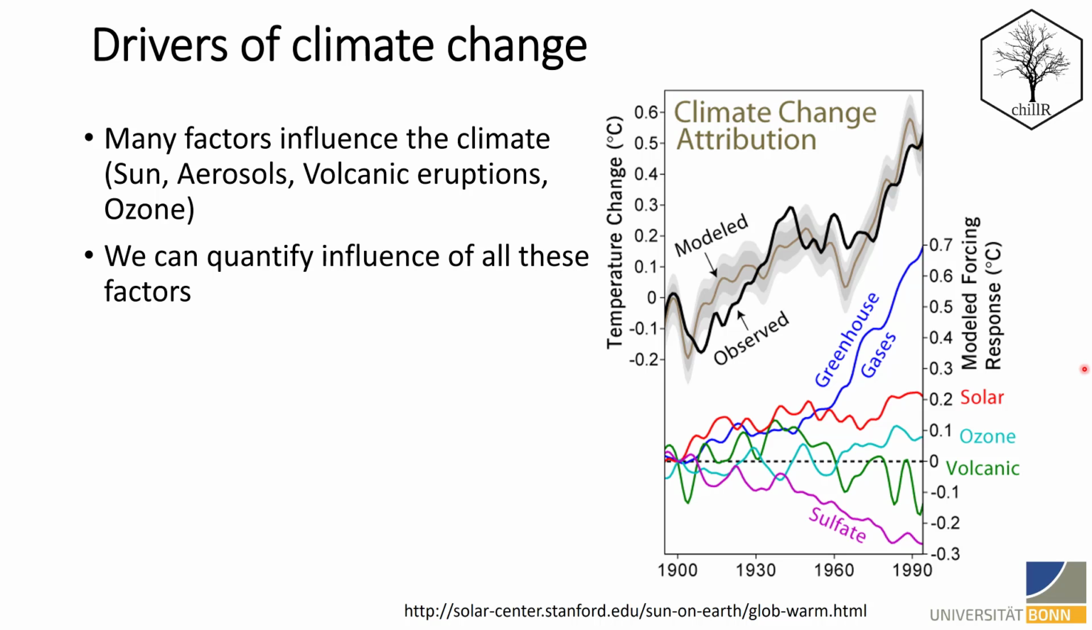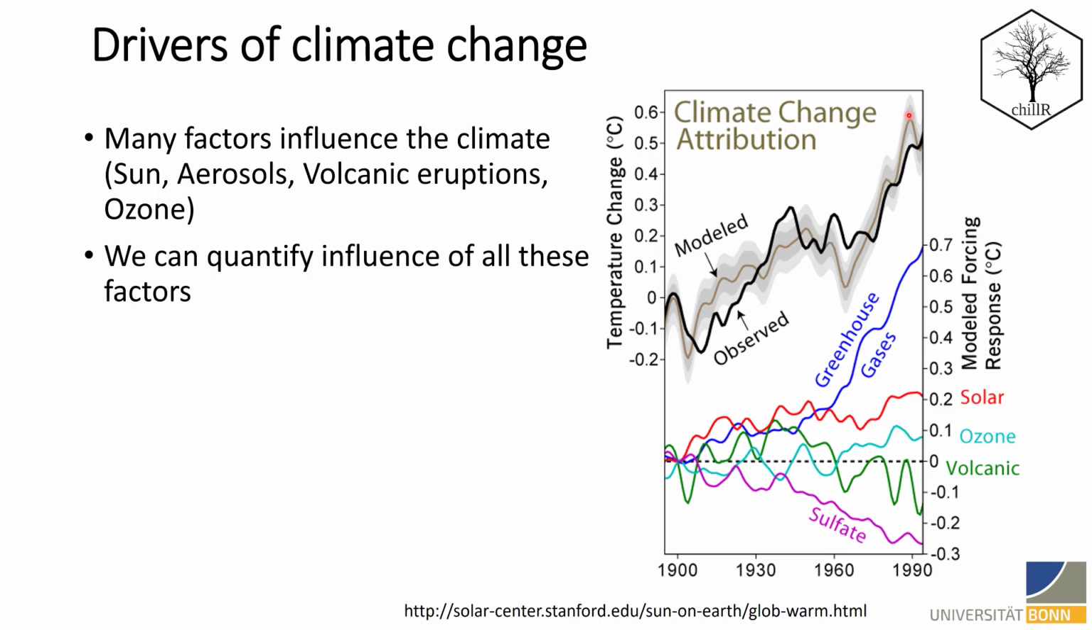So here you see a climate change attribution diagram, and what's shown by the black line here is the global temperature that's been observed basically since the early 20th century. In this case, the graph ends relatively early. Of course, we could draw a longer one now. And this shaded area here, the brown line and the gray shade around it, indicates predictions by different models.